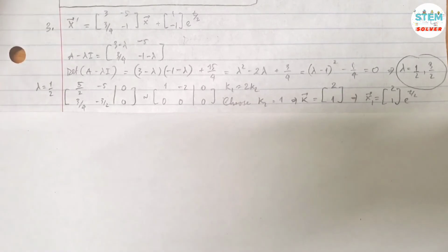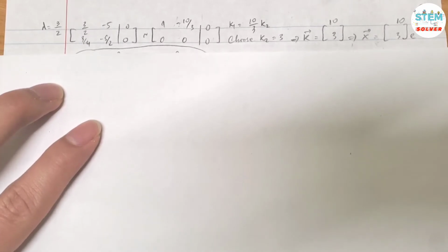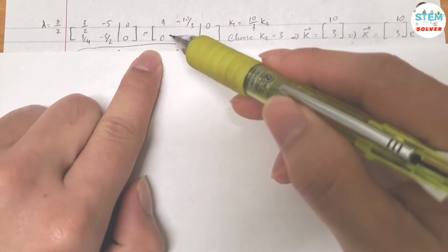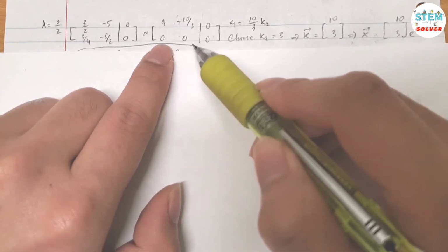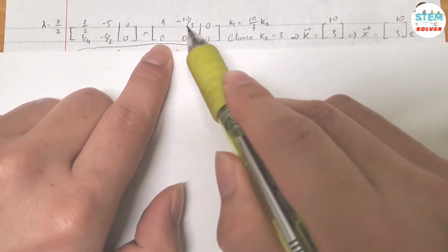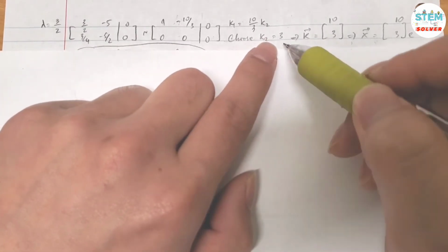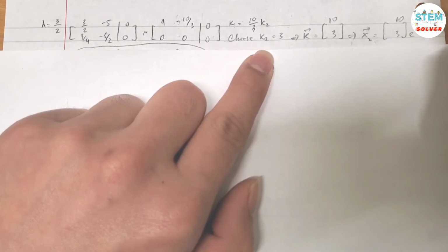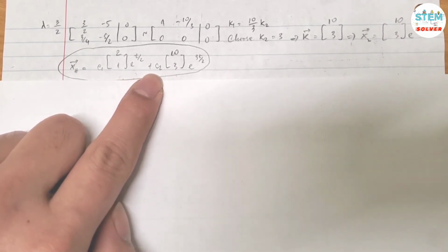Now you are going to do the same thing for lambda equals 3/2. Plug it into A minus lambda I. That gives you this matrix augmented with 0. Again, if you eliminate this down to base matrix, that gives you an infinite solution. And then this equation gives me k1 equals 10/3 k2. If I choose k2 equals 3, then k1 is 10. Then my vector k is (10, 3), and vector x2 is (10, 3) e to the 3/2 t. Then my homogeneous solution is equal to c1 times vector x1 plus c2 times vector x2.